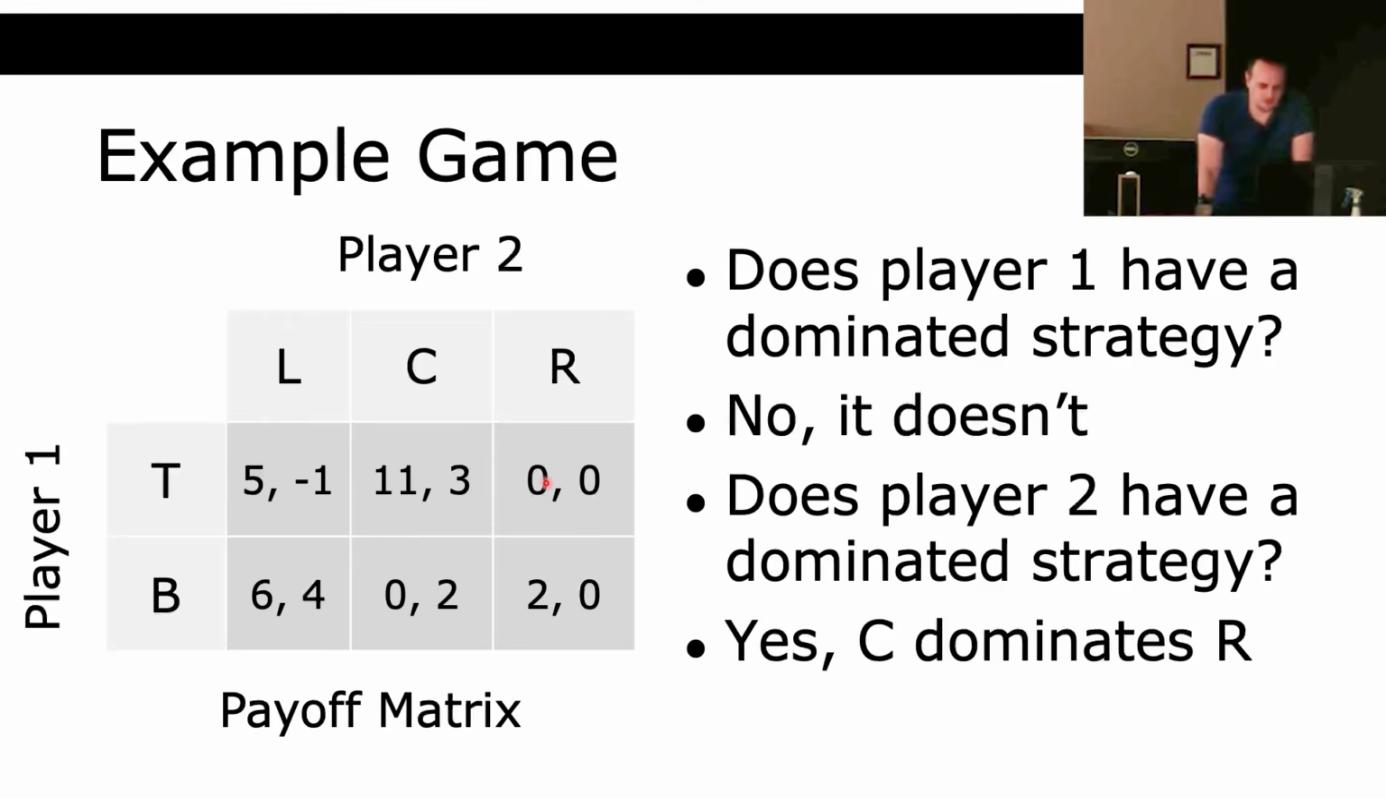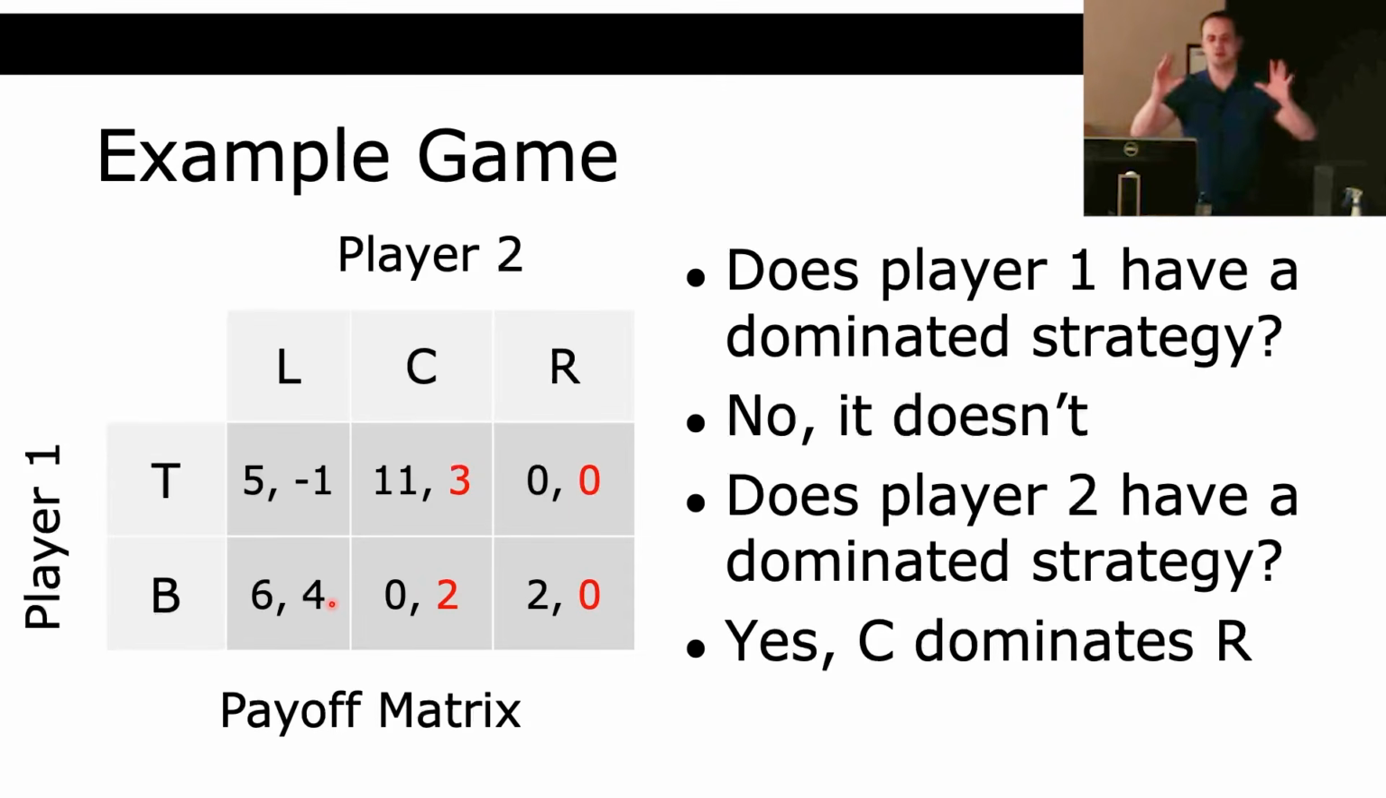So let's calculate that. Over here we can see that if player 1 chooses T, because we're talking about player 2 now, we have to do it from the opposite side. So if player 1 chooses T, L will give me -1, C will give me 3, R will give me 0. If player 1 chooses B, L will give me 4, C will give me 2, R will give me 0. So in the case of T, C is the best. In the case of B, L is the best.